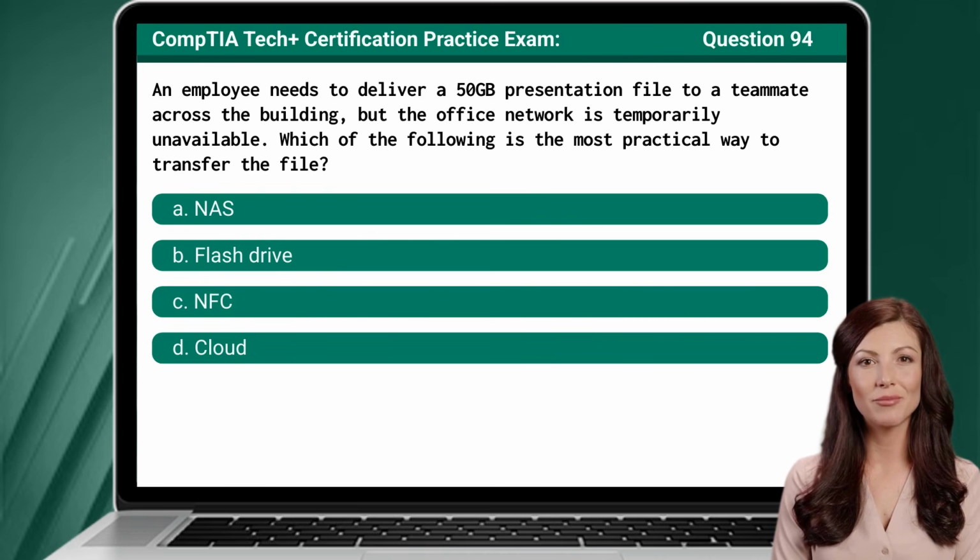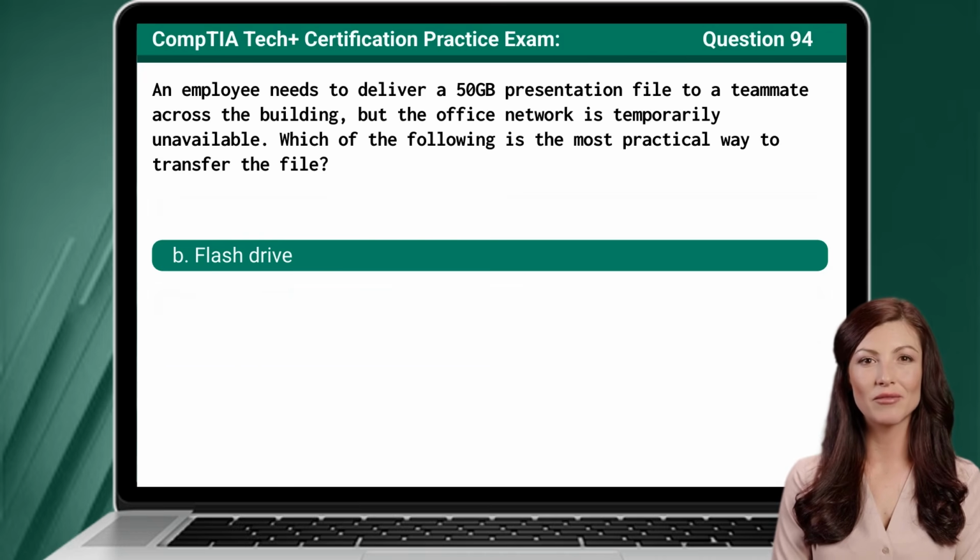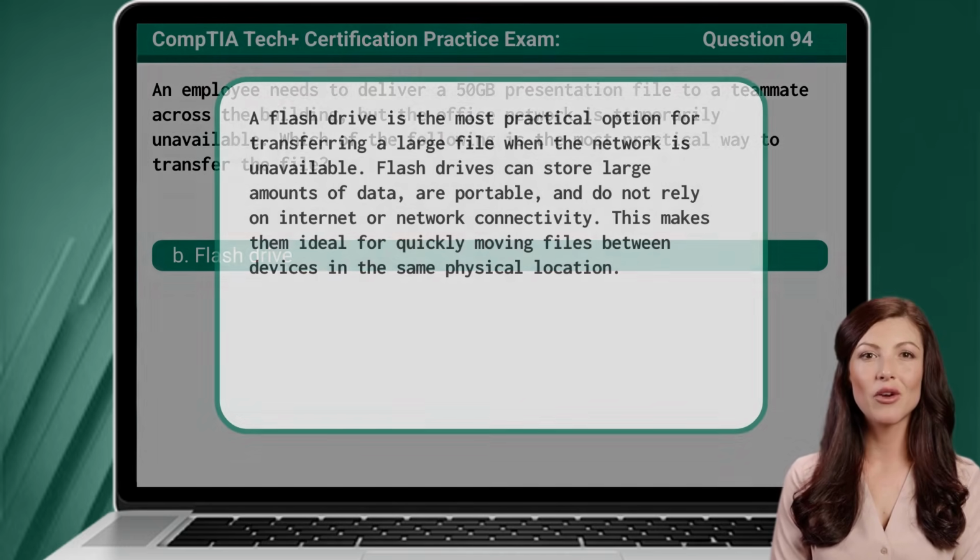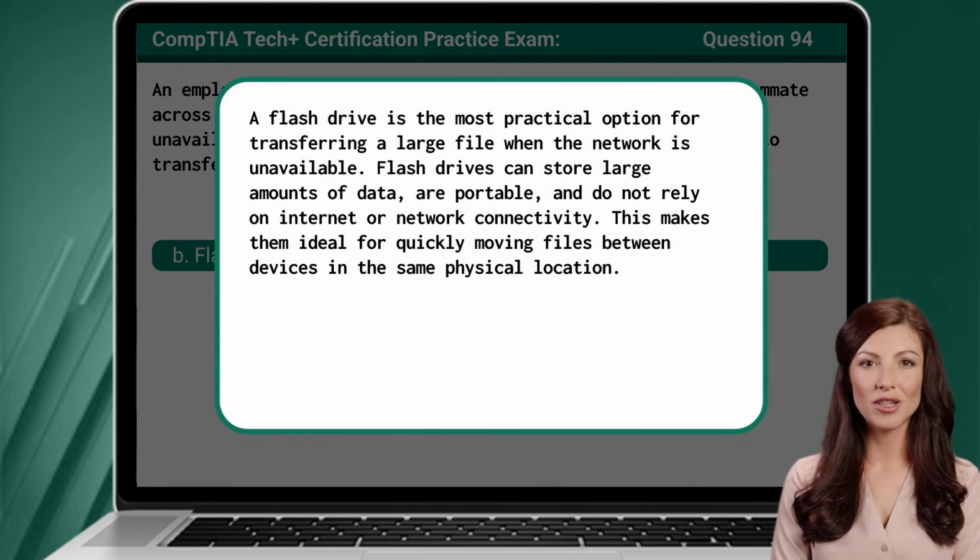The answer is B. Flash drive. A flash drive is the most practical option for transferring a large file when the network is unavailable. Flash drives can store large amounts of data, are portable, and do not rely on internet or network connectivity. This makes them ideal for quickly moving files between devices in the same physical location.